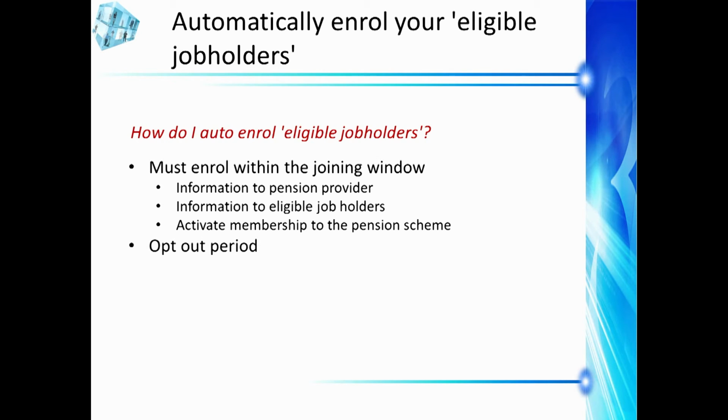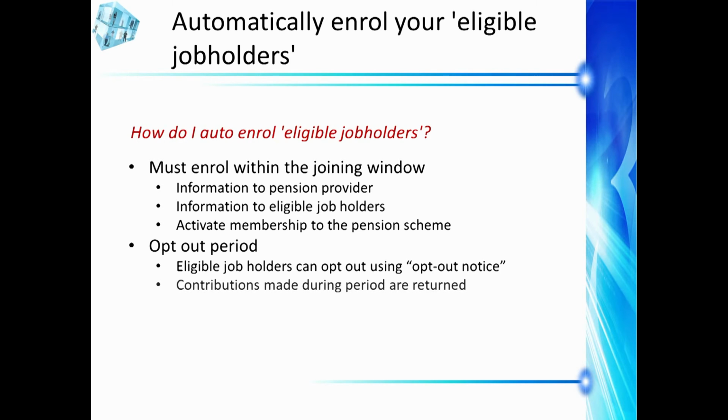Can workers opt out? They can't opt out of auto-enrolment, but once they've been auto-enrolled, they can then opt out of that pension scheme. How do they do that? Well, an eligible job holder can opt out. They need to use something called an opt-out notice. That opt-out notice is normally provided to the worker via the pension provider. So the employer does not normally provide opt-out notices. The worker has to go through and get those from the pension provider.